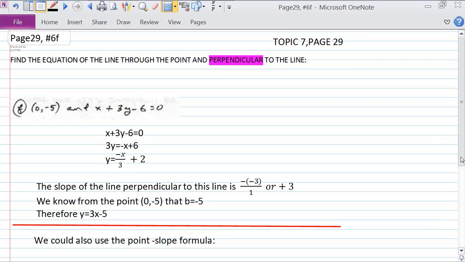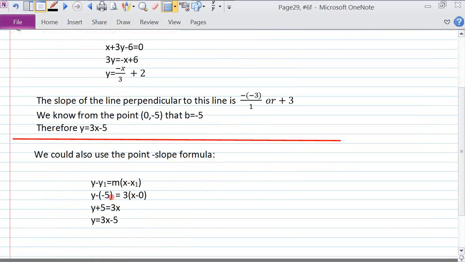Now, supposing you wanted to use the point slope form, well, you'll get exactly the same answer. y1 is minus 5, m is 3 right here, and x1 is 0. And when you do that, you get y plus 5, because this is minus minus, gives me plus 5, equals 3x. I transpose the 5 from the left to the right, and I get y equals 3x minus 5, which is exactly the same answer that I got over here.